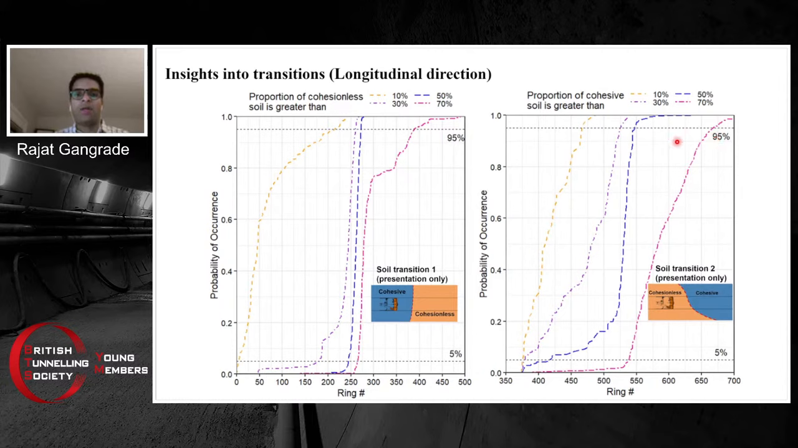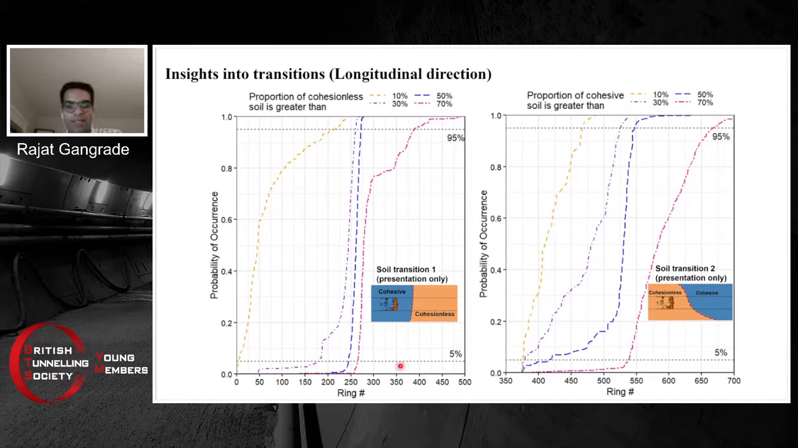70% or more. So this indicates that the soil transition as the tunnel goes from cohesionless to cohesive is more of a gradual transition rather than a sudden transition, as observed over here. And obviously, as we're talking about a cumulative distribution function, the growth of any curve indicates that there is a higher probability or higher number of occurrences of a particular event occurring at a particular ring.